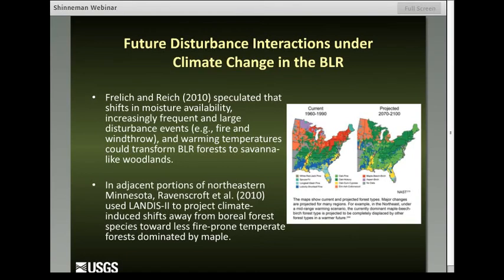And of course, depending on the type of research or the changes that are of interest, we might come up with different predictions depending on our study focus, the methods used, and so on. So for instance, Freilich and Reich speculated that shifts in moisture availability, increasingly frequent and large disturbance events, such as fire and windthrow, and warming temperatures could potentially transform much of the Border Lakes region from a forest-dominated landscape to more of a savanna woodland type landscape.